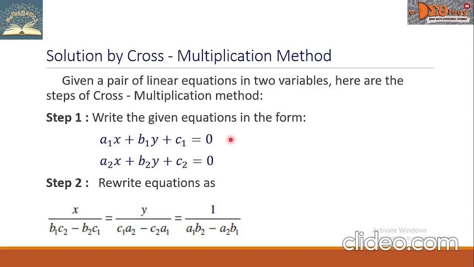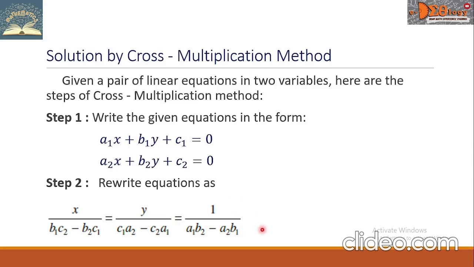Step 2, we're going to rewrite these equations into this form. x over b sub 1 c sub 2 minus b sub 2 c sub 1 equals the variable y over c sub 1 times a sub 2 minus c sub 2 a sub 1 equals the constant 1 over a sub 1 b sub 2 minus a sub 2 b sub 1.